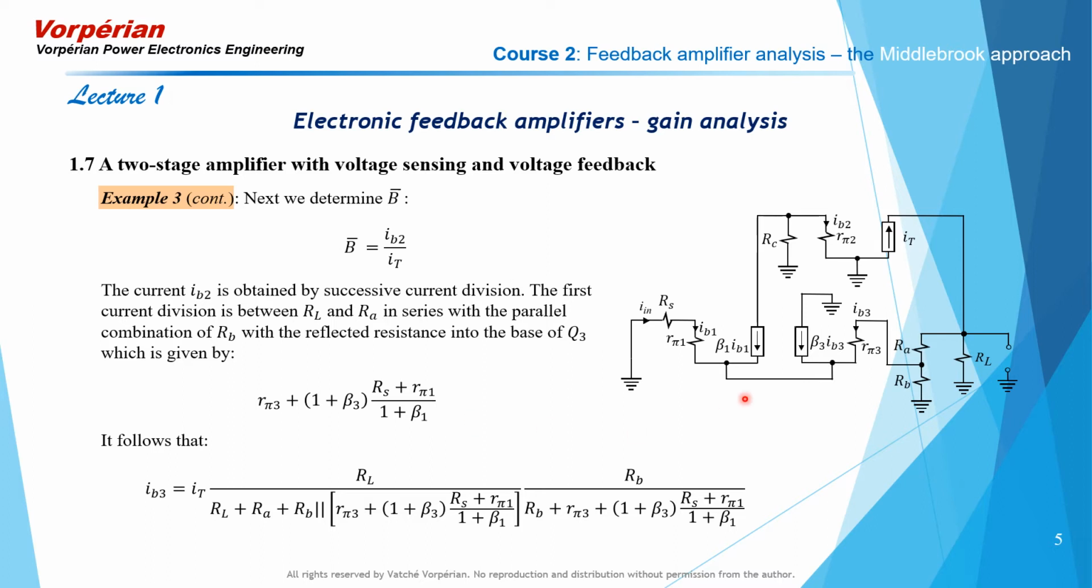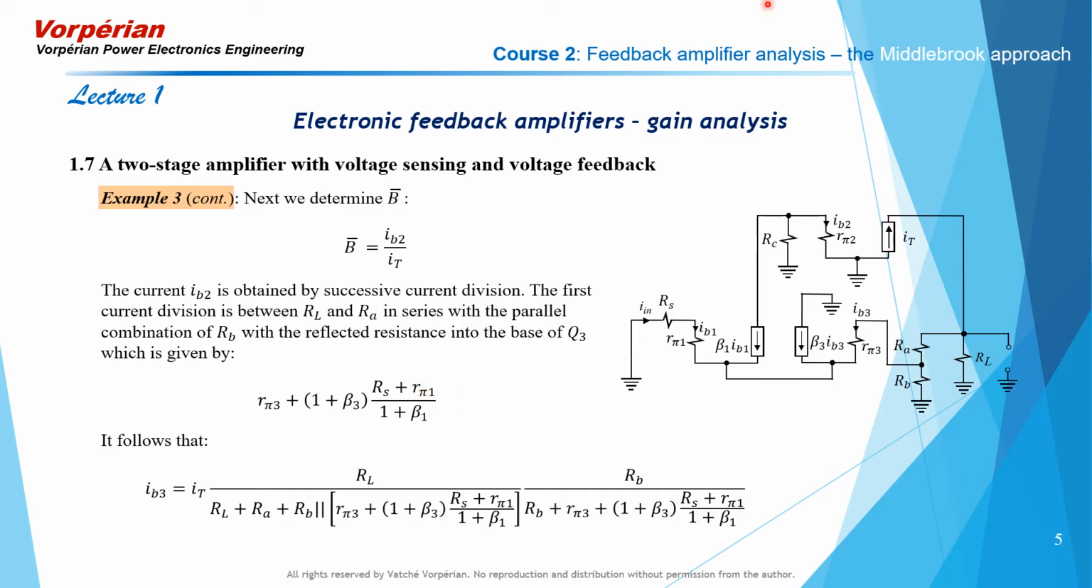It follows that the current IB3 is first given by the current division of IT between RL and RA plus RB in parallel with this resistance. That gives us the current here in the resistor RA. That current is divided between RB and the resistance looking into the base of Q3, and that one is given here, RB divided by RB plus this resistance that we determined, which is the resistance looking into the base of Q3.